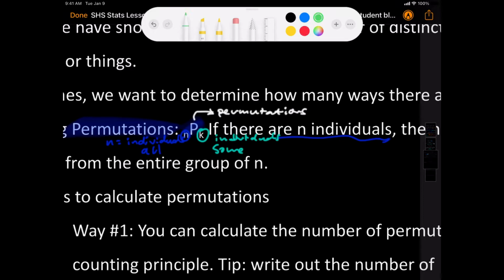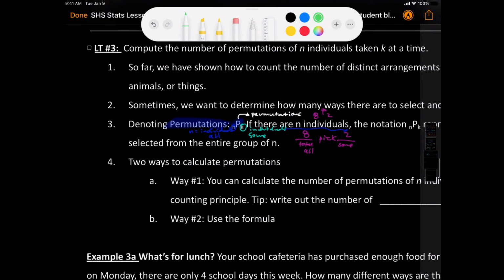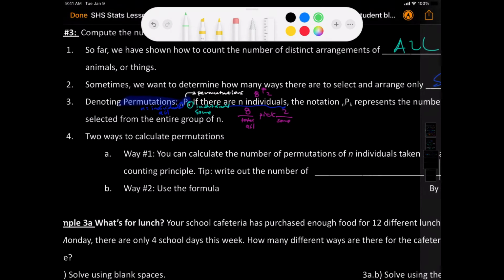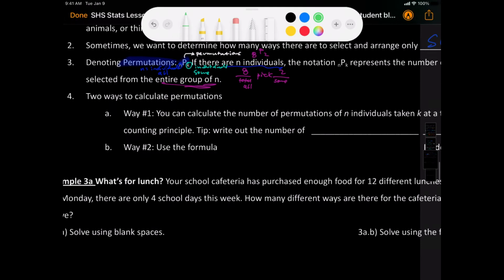Another way you can phrase this is blank out of, this is the total, pick blank or some. So out of all of them, let's just say the 2 top fastest runners go on to CIF, right? And so let's just say you have the 8 runners again, but you're only going to pick 2 of them. The notation you would have is 8P2. We'll talk about that formula in a second. Again, n was all.